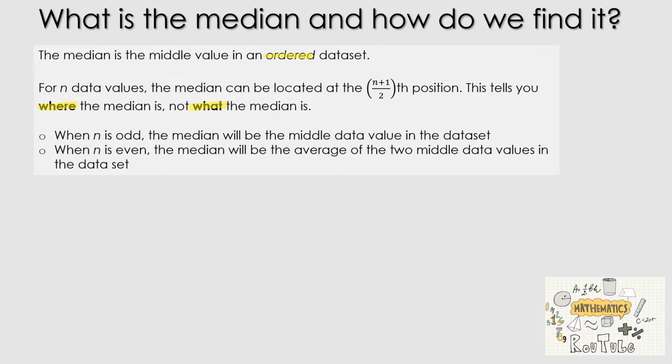Now, when n is odd, so when the number of data values in your data set is odd, the median will be the middle data value in the data set. When n is even, the median will be the average of the two middle data values in the data set. And we'll have a look at a few of those examples in a second.